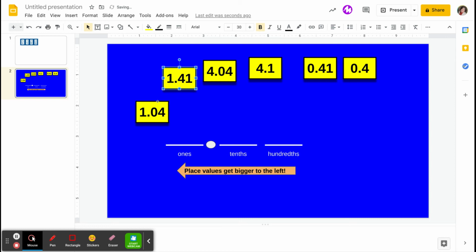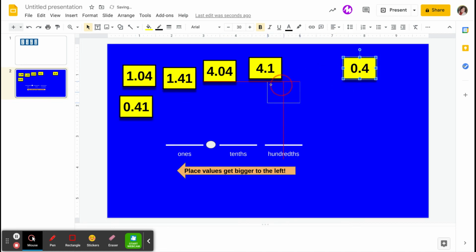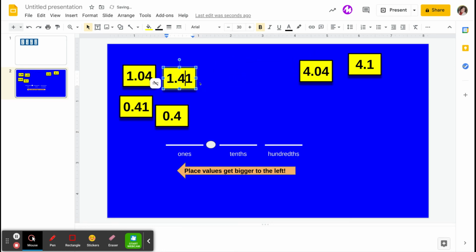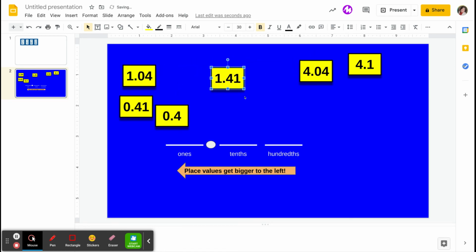All right, let's look at those last two and see where they might fit in our list. 0 and 41 hundredths. That doesn't even have a whole, so that's definitely going to be smaller. And 0 and 4 tenths. All right, so I need to move those down there now. Look at that. So I'm kind of starting to get my numbers sorted out. So I'm going to move this one over, get it out of the way. This one can move over.